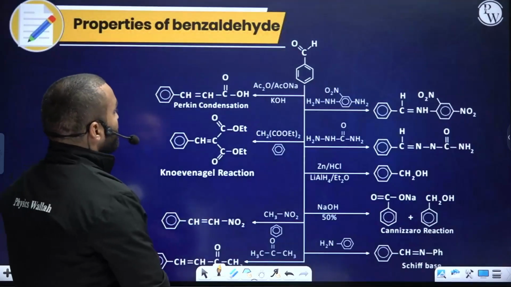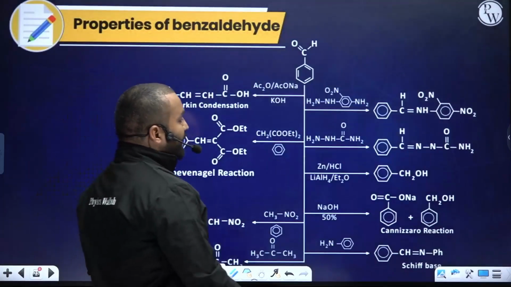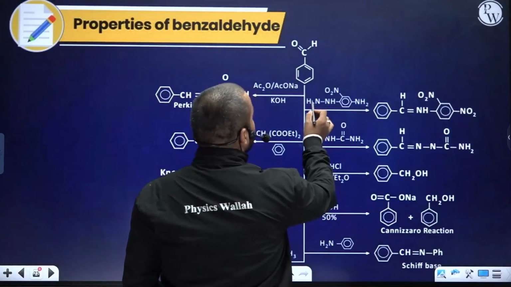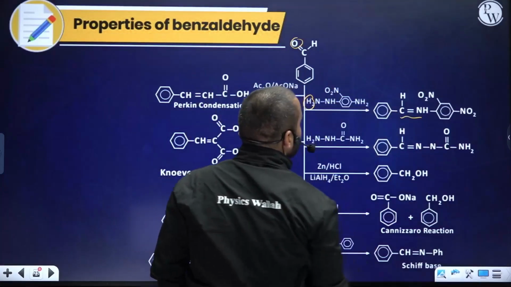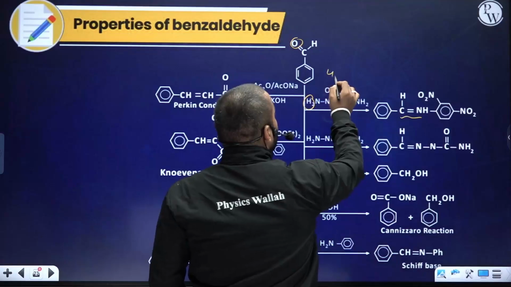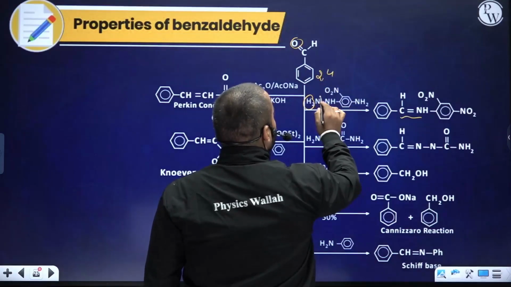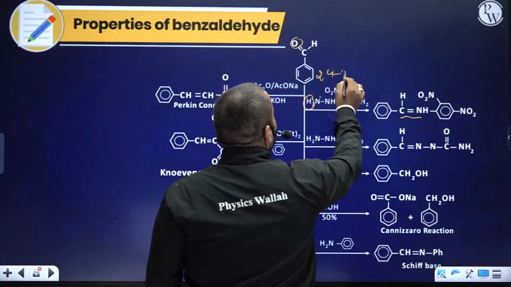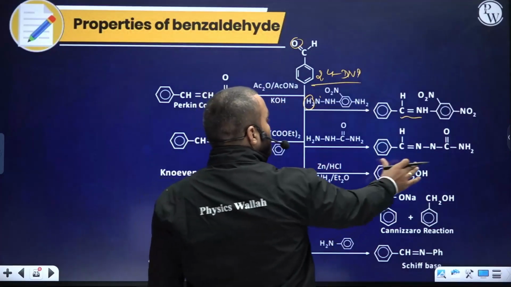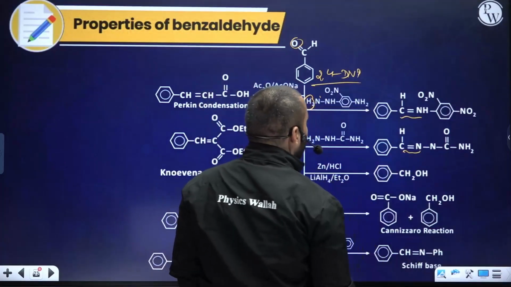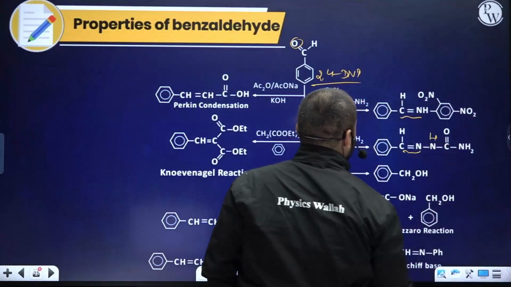Some variations of benzaldehyde. You can treat, as I have discussed already, with this H2N and the oxygen molecule will be lost. You will form carbon double bond nitrogen. This is known as 2,4-DNP, dinitrophenylhydrazine. I'm talking about this molecule, 2,4-DNP. This molecule will form semicarbazone. There is a hydrogen here.